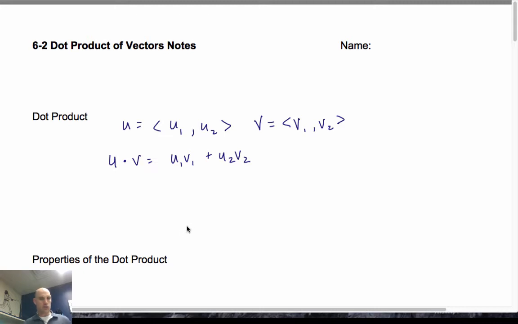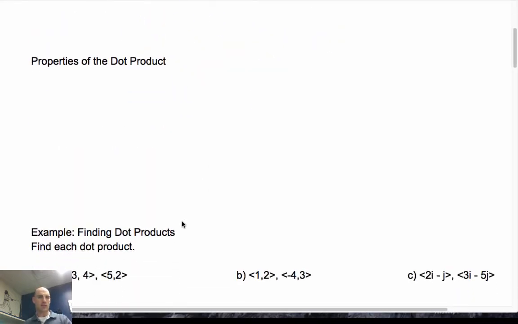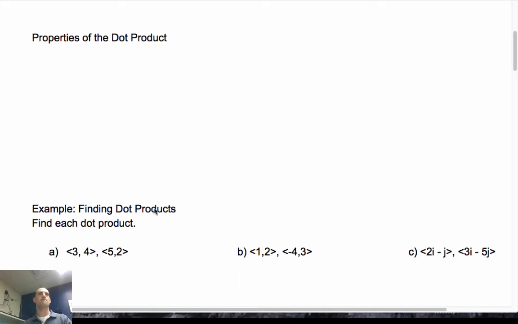Okay, so properties of the dot product. These are some of the things that can happen. Like when we talk about number properties, like the distributive property or commutative property, those kinds of things, dot products have some properties as well. And this is where u and v are vectors and c is a scalar, right? A scalar is just a number we can multiply a vector by to multiply both components.